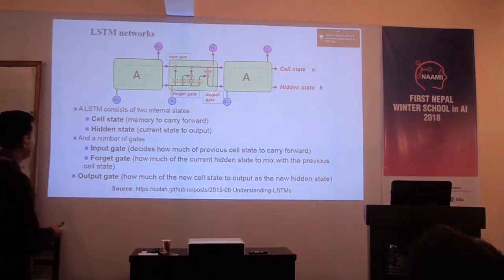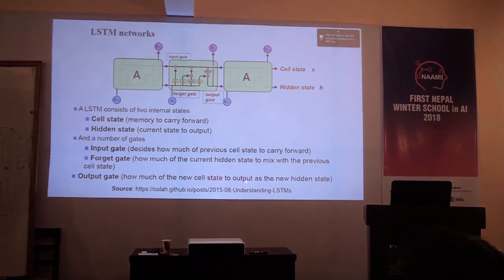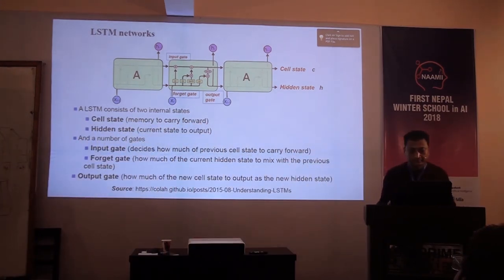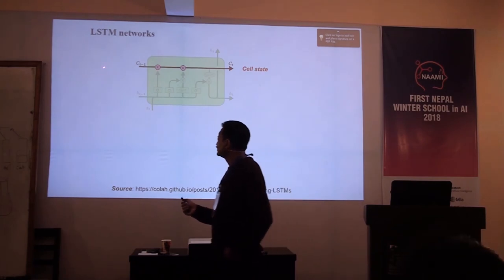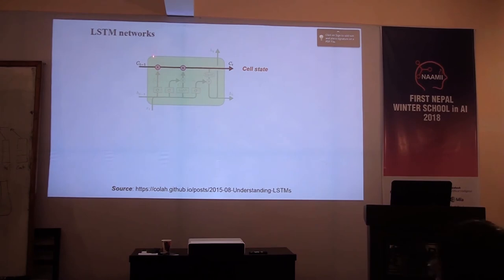And then we have the output gate. This output gate decides how much of the new cell state to output as the new hidden state. So if nothing is changing, then you would see that the previous cell state just passes through like a highway. The previous cell state just goes through like that.